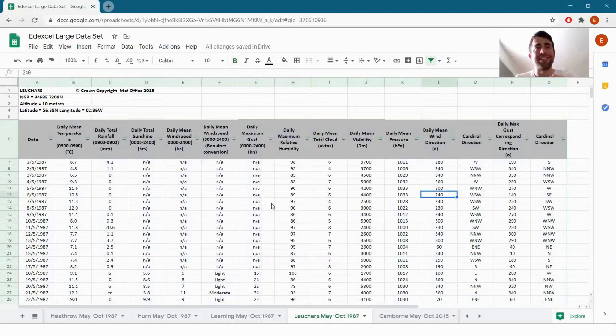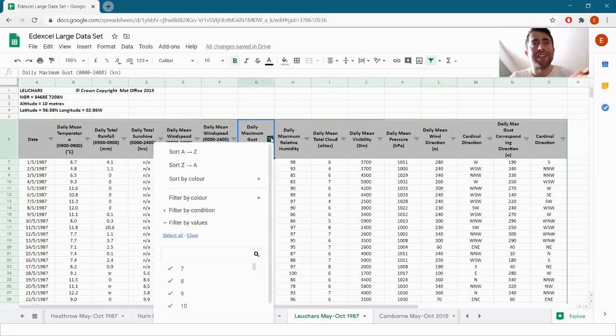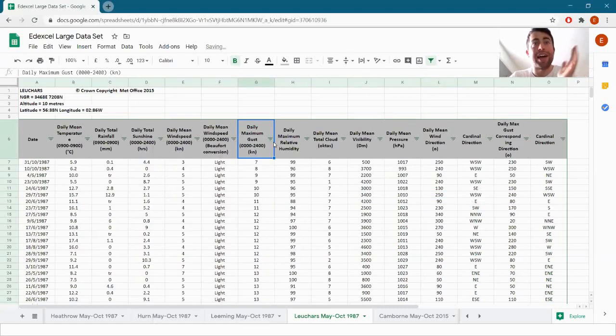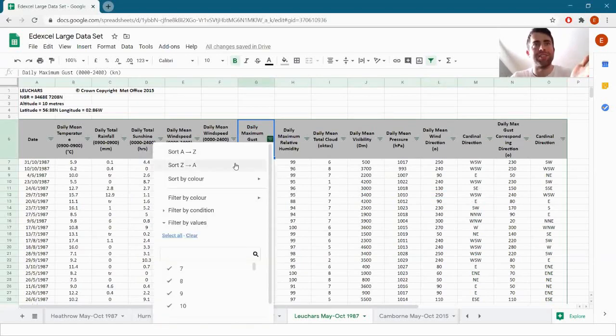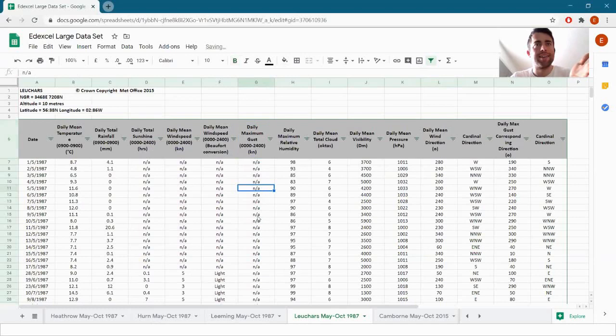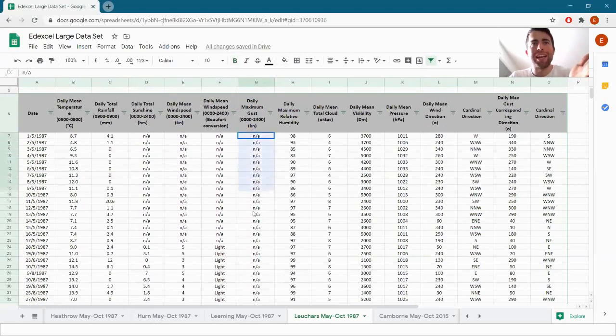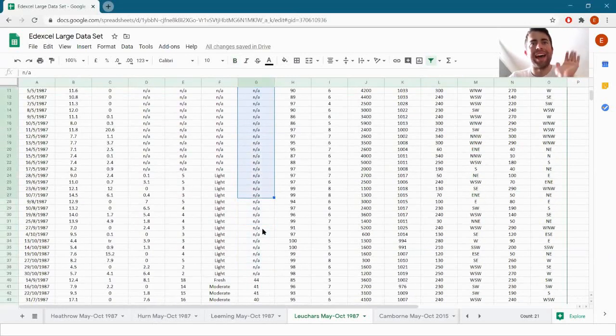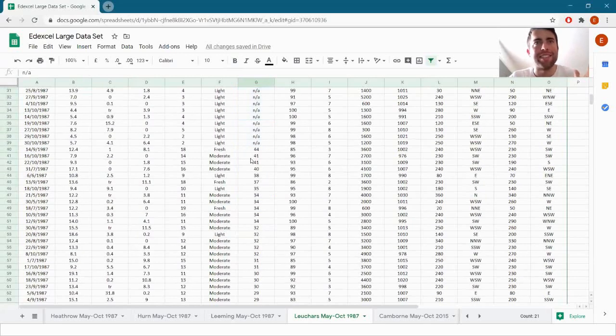So if I wanted to find the biggest wind speed, I could click on that and say sort. A to Z? No, A to Z is done smallest to biggest. Let's do Z to A. We've got all these not applicables first, where it just hasn't been recorded, but then the rest of it has been sorted from biggest to smallest. So I can see where the biggest one is.